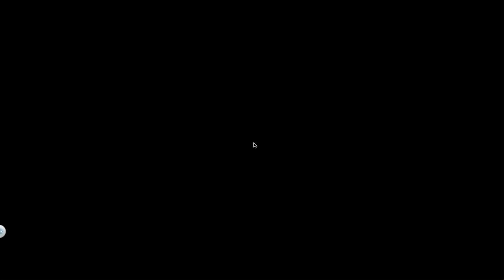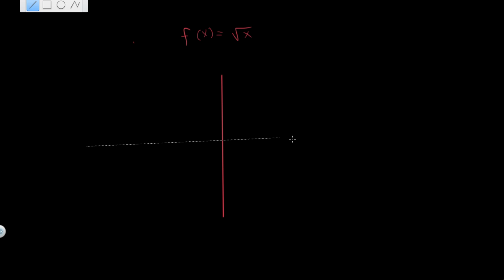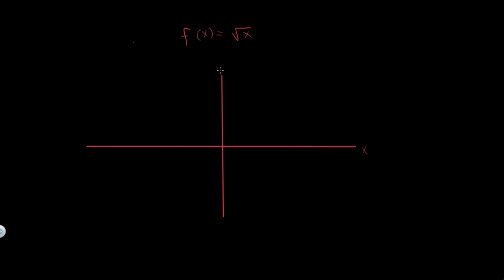Let's determine the volume of f of x is equal to the square root of x rotated about the x-axis. So we have f of x is equal to the square root of x. Let's first draw how this graph looks, and then we'll conceptualize it a bit before we actually do the integral. So we have our y-axis and our x-axis, and we know that the square root graph looks something like this.